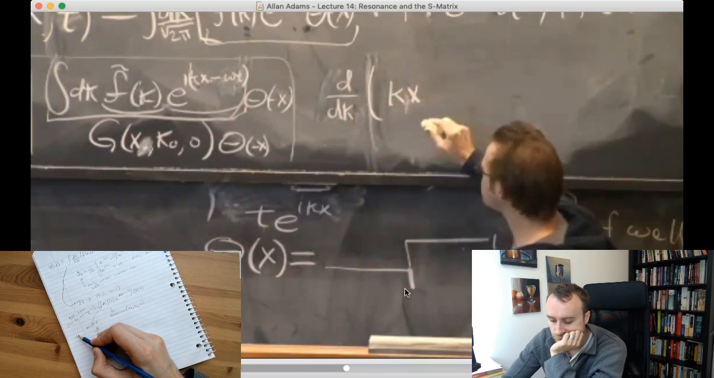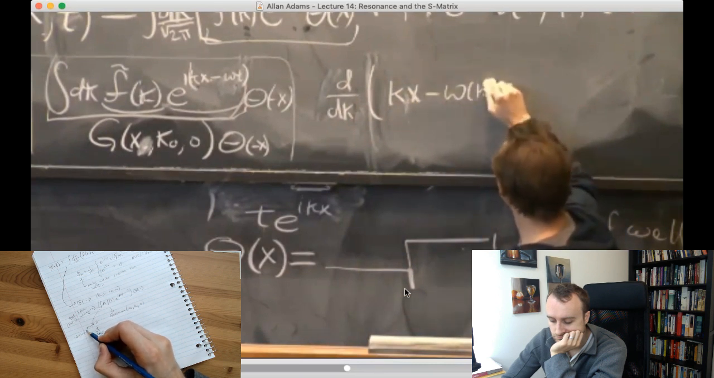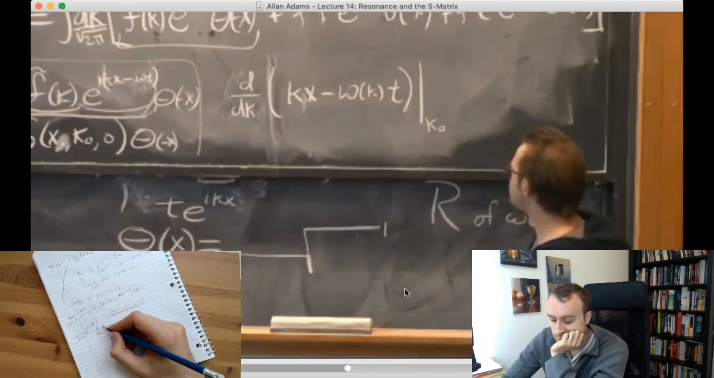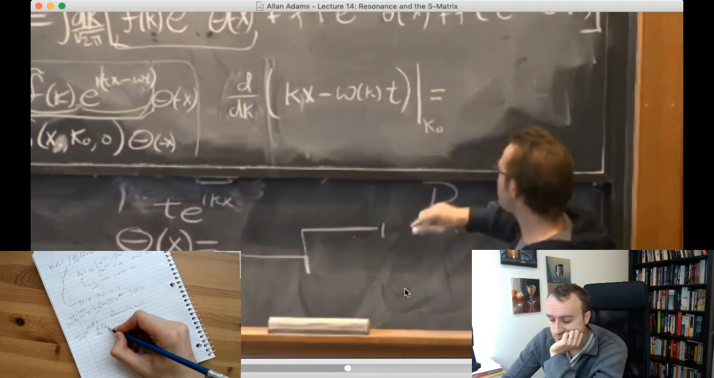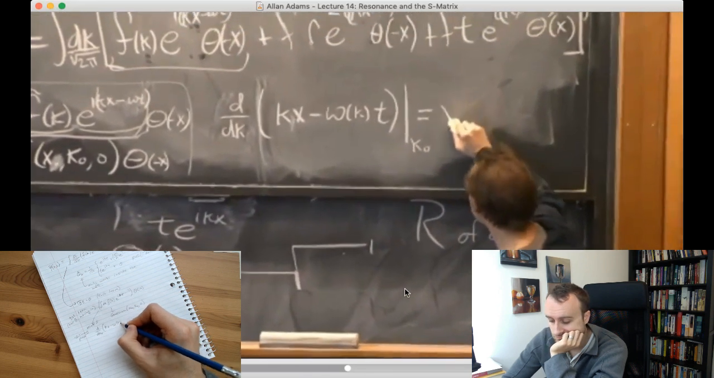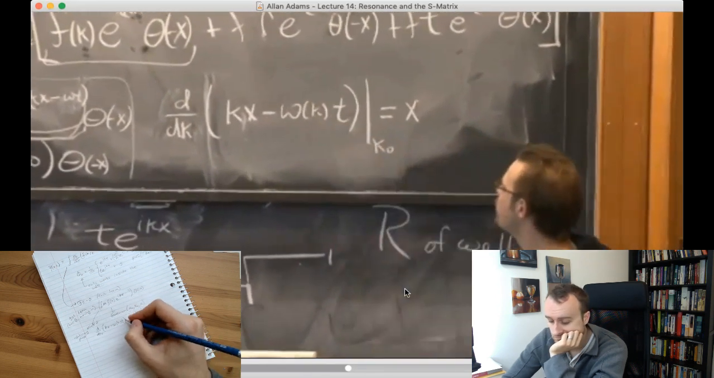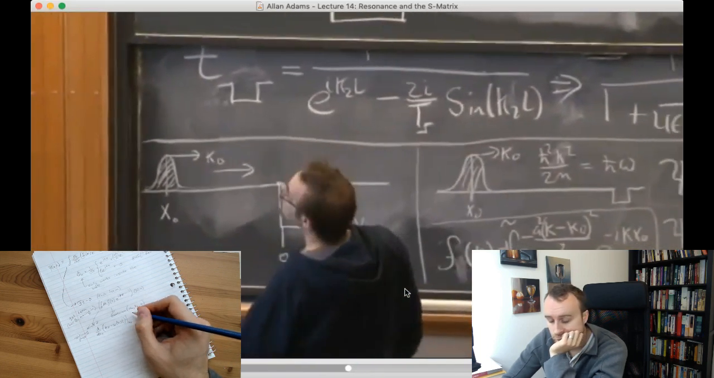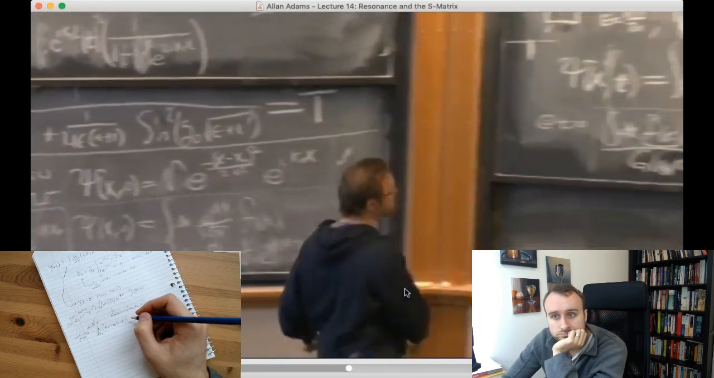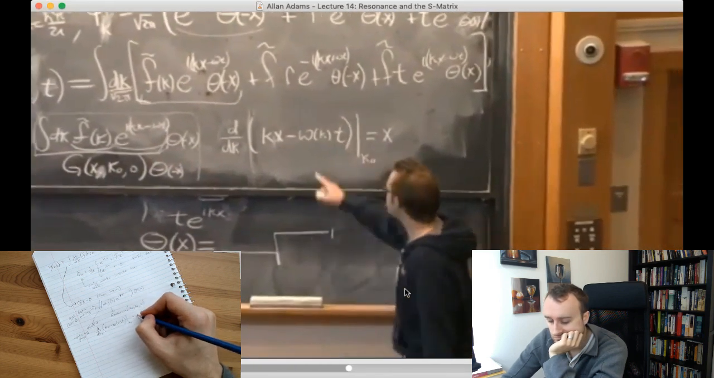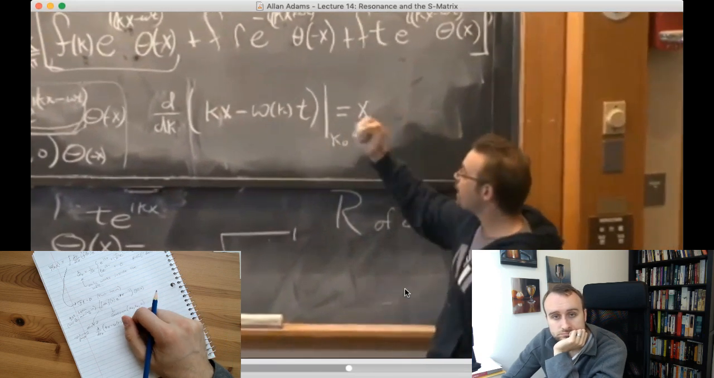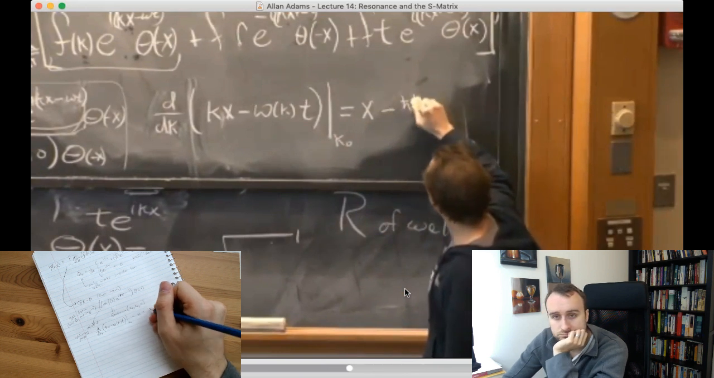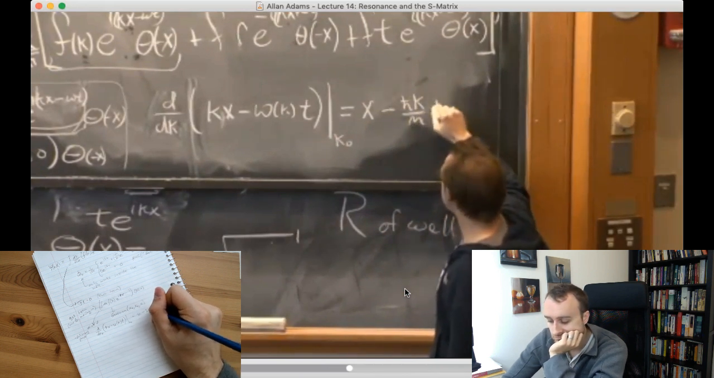d/dk of (kx minus omega(k)t), evaluated at the peak k naught of the distribution. But d/dk of kx minus omega t is, for the first term, x, and for the second term, d/dk of omega. Well, we're in the free particle regime, so we all know what omega is. It's h bar k squared upon 2m. We take a derivative with respect to k, we get h bar k over m, the 2's cancel. So x minus h bar k over m t.